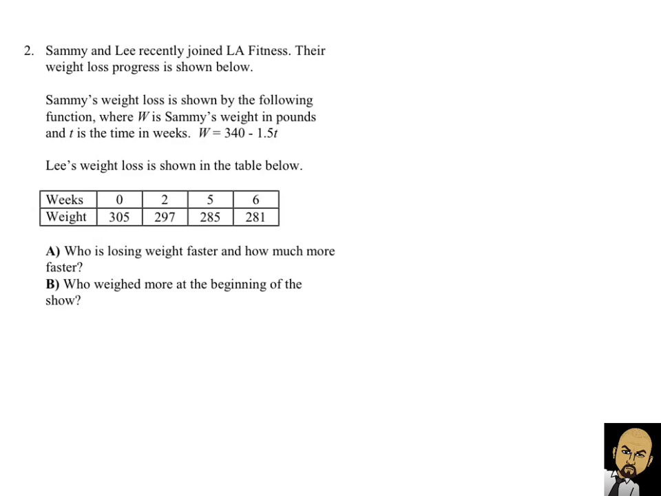And so we want to know who is losing weight faster and how much faster. In order to do that, we've got to figure out how many pounds per week each one is losing. That is pounds per week, so that is a unit rate. So let's take a look at Sammy. First, let's figure out the initial value, which in the equation W equals 340 is 340. That indicates his weight when he first starts. Now the slope in the equation is negative 1 5/10, because that is the slope, which is the unit rate, meaning he's losing 1 5/10 pounds per week.